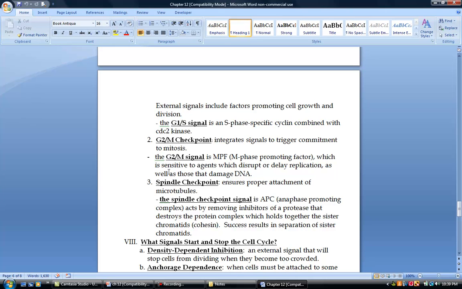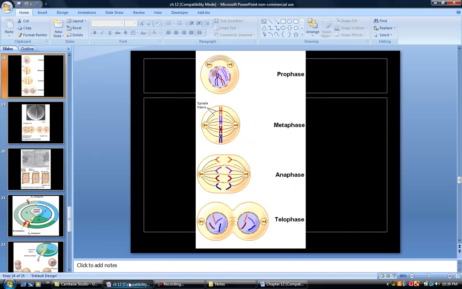Now, the last one is called the spindle checkpoint, and their signal is called APC, and that's called anaphase promoting complex. And so the whole point of APC is to say, yep, everything's okay at the end of metaphase, like we talked about here, right? Everything's okay here. So if you think about the next phase as anaphase, anaphase promoting complex is going to allow it to proceed from metaphase to anaphase.